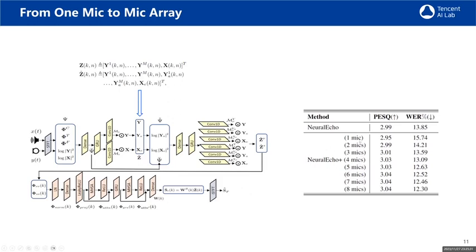We see that for the 1 mic and 2 mic, there's slight degradation compared to the original single channel NeuralEcho model, but it becomes better from 3 mics. And also the clear trend is that with the increasing number of mics, the performance is improved.